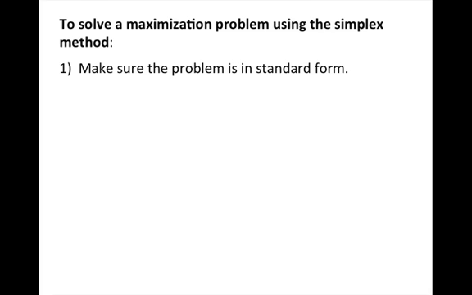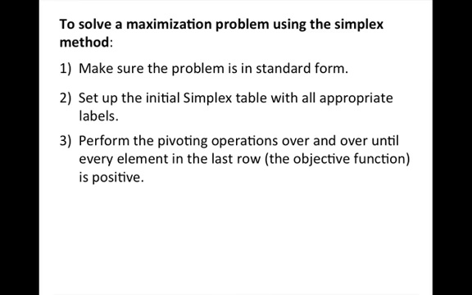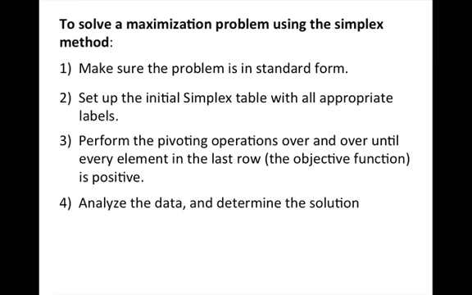Step 2 is, if the problem is in standard form or if it can be put in standard form, we're going to then set up the initial simplex table and be sure to include all appropriate labels. Then step 3, we're going to perform pivoting operations over and over until every element in the last row is positive. Sometimes we'll have to do this once, sometimes twice, and sometimes even more than 2 times. Then once all the elements in the last row are positive, we're going to analyze the data and determine the final solution.